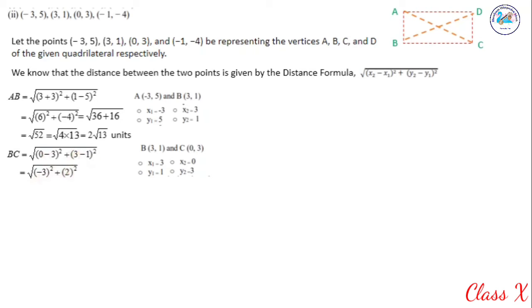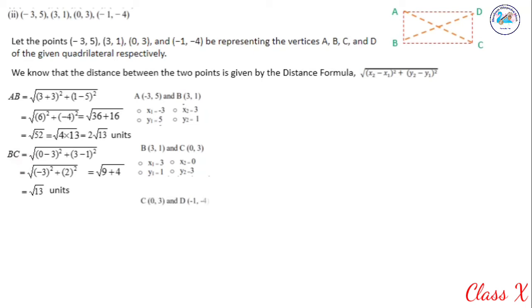3 minus 1 is 2. So minus 3 square plus 2 square. Calculation: minus 3 square will come as 9, 2 square is same as 4. When you add 9 and 4, you will get root of 13. So root 13 units is the length of the side BC.